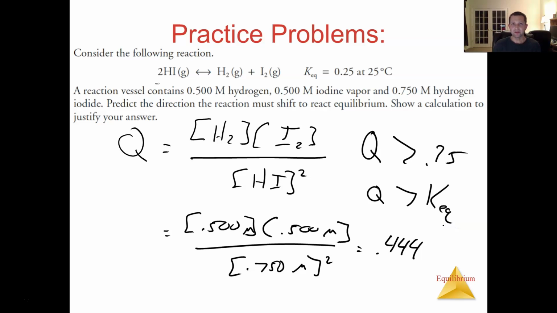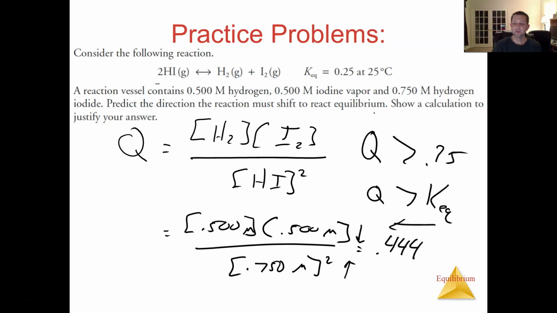All right, so what should happen here? In this situation, since Q is greater than KEQ, this ratio right here is currently too big. I need to make it smaller. So I should decrease my product, increase my reactant. The only way for that to happen is if my reaction goes from right to left. All right, so it's going to shift in the reverse direction to reach equilibrium, right to left.